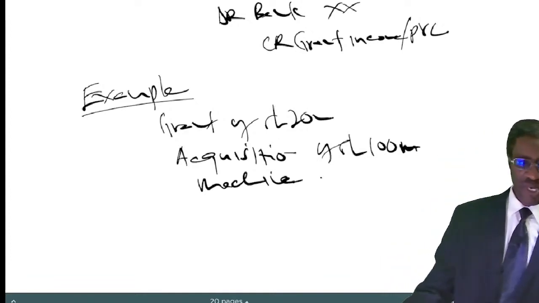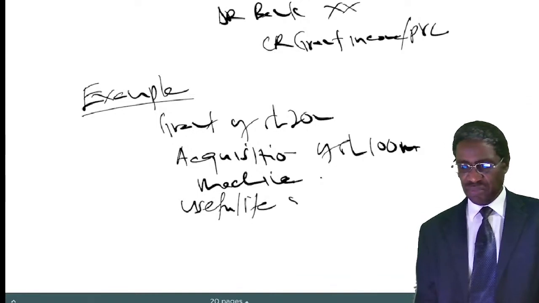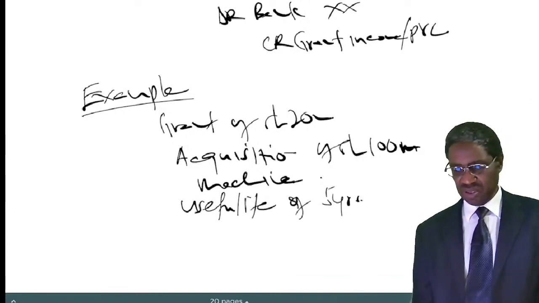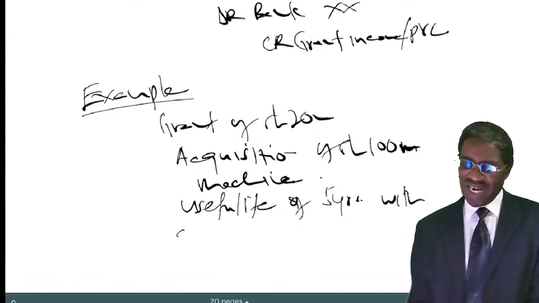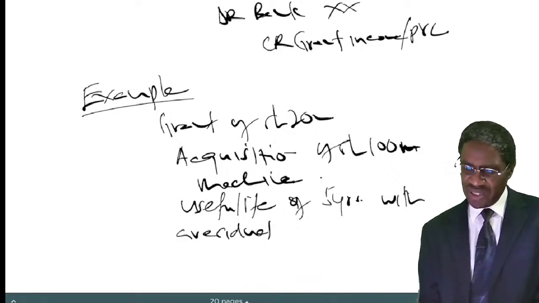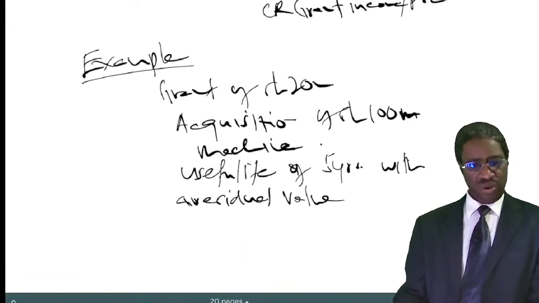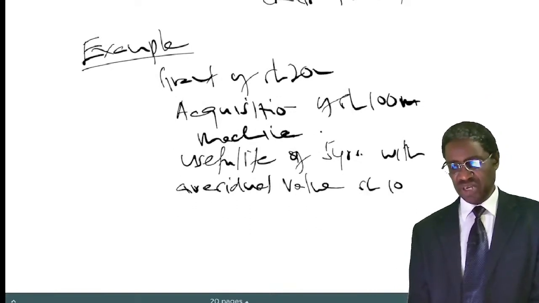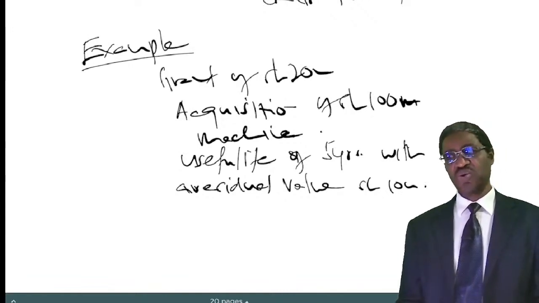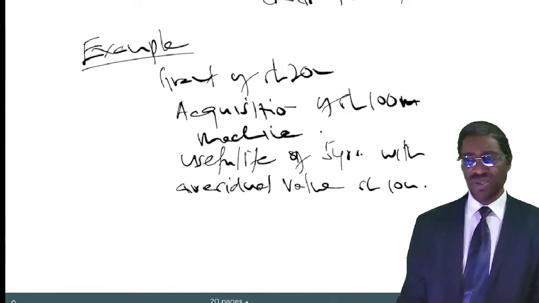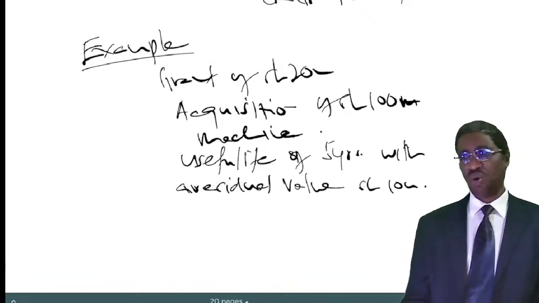Stop. Another paragraph. The machine has a useful life of 5 years with a residual value of shillings 10 million. Required.